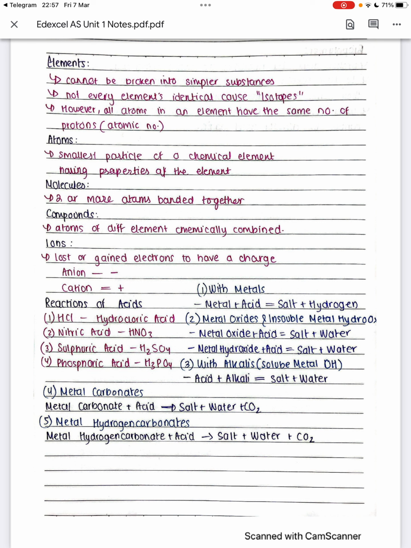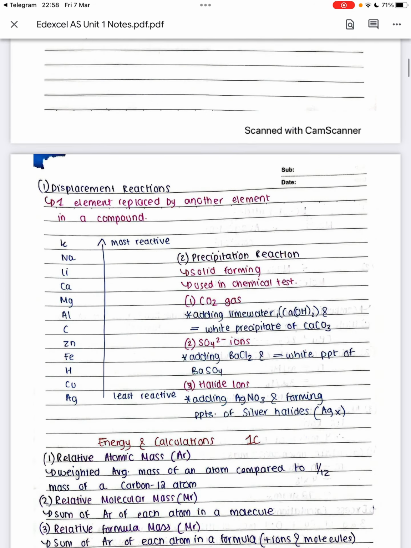So, reactions of acids. HCl is hydrochloric acid. HNO3 is nitric acid, H2SO4 sulfuric acid, H3PO4 phosphoric acid. With metals, metal plus acid is salt plus hydrogen. Metal oxides and insoluble metal hydroxides form: metal oxide plus acid forms salt plus water. Metal hydroxide plus acid forms salt plus water. With alkalis, which are soluble metal OH, acid plus alkali is salt plus water. Metal carbonate plus acid gives salt plus water plus carbon dioxide. Metal hydrogen carbonates give salt plus water plus carbon dioxide.